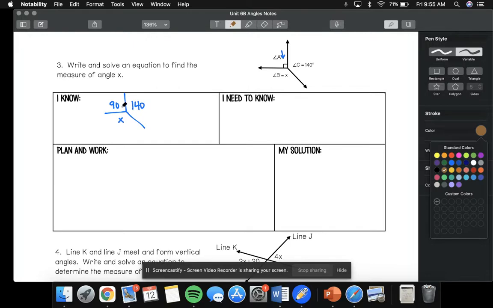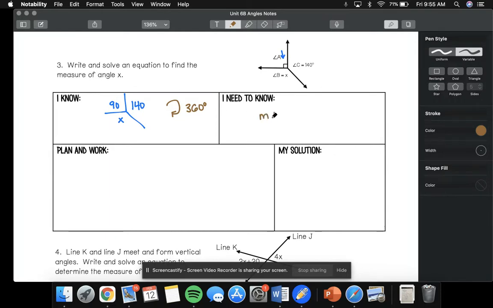I know that this is a 90-degree angle, but that's not very helpful right now. So I know that all the way around, at least I can know that that's 360 degrees. Okay. What I need to know is the measure of angle X. Okay, how many degrees is that? That is my goal. So I'm going to go ahead and write an equation.